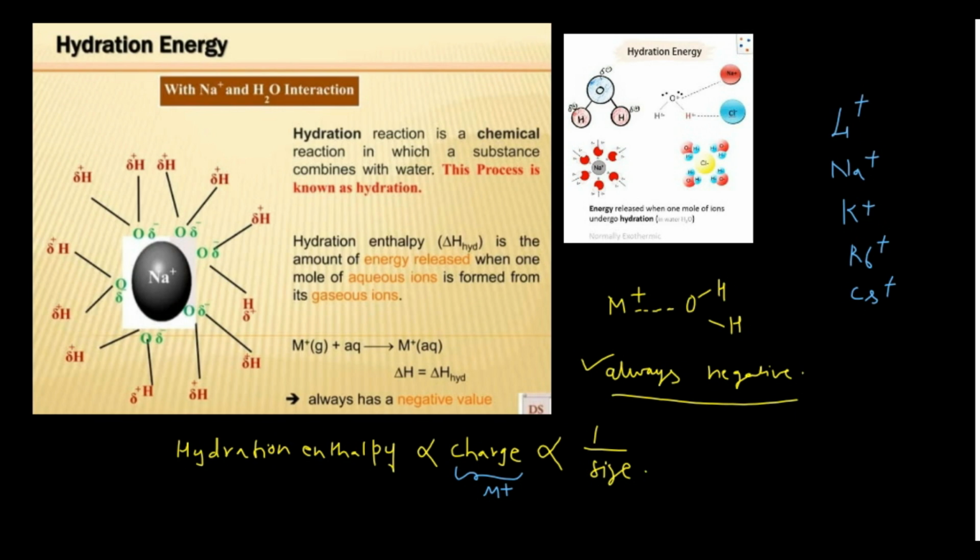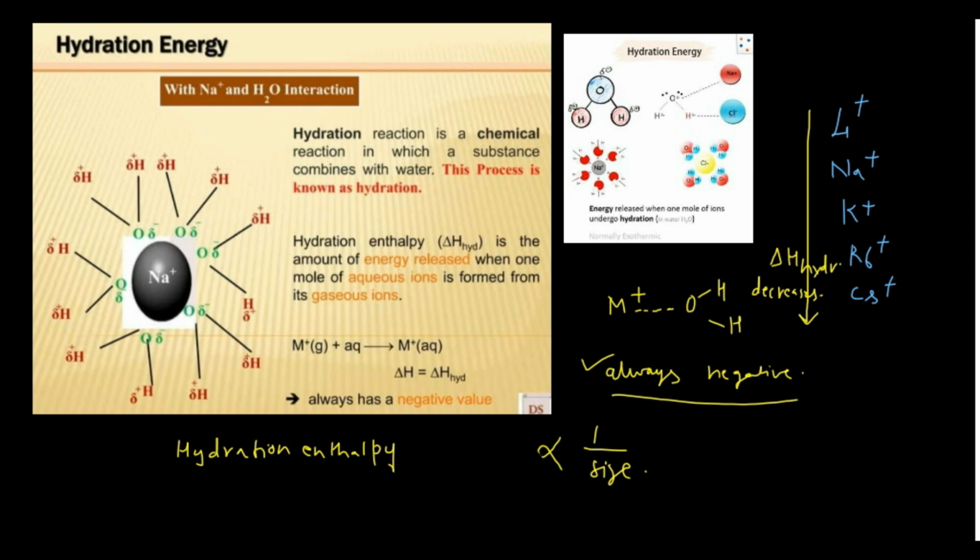So when you are not comparing, and if the charge is the same, that means it will not make any difference. So I can remove this part from here. From here you can clearly observe that hydration enthalpy is inversely proportional to the size. That means when the size increases, the hydration enthalpy decreases. That's why if you go down the group, hydration enthalpy, delta H hydration, decreases. You should remember this, right?